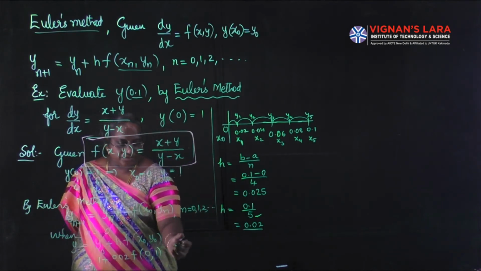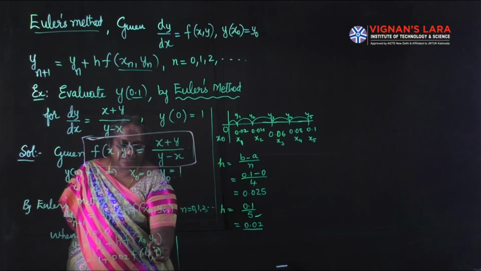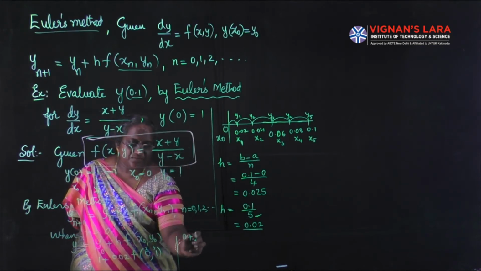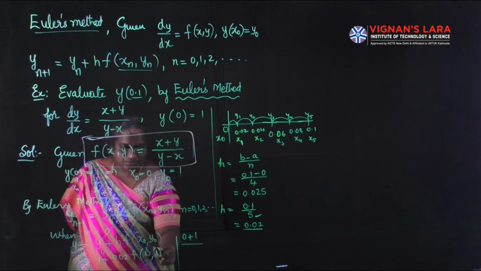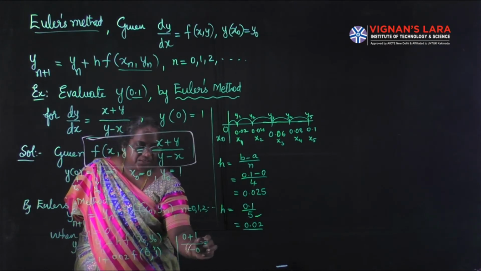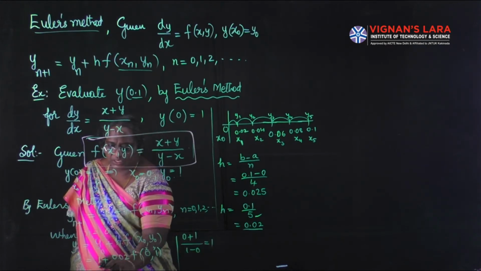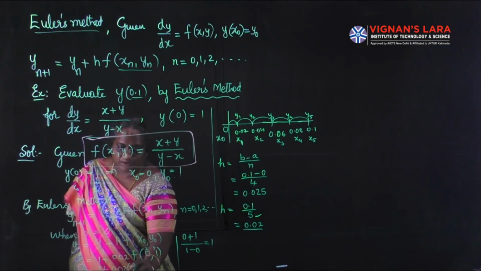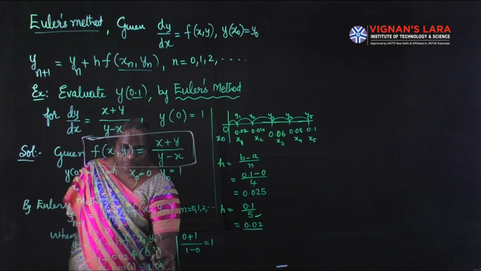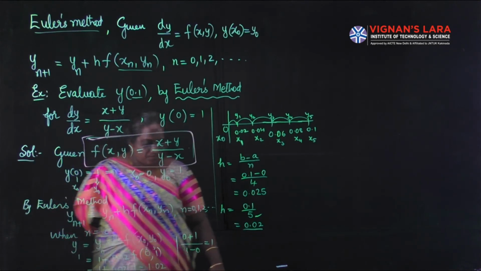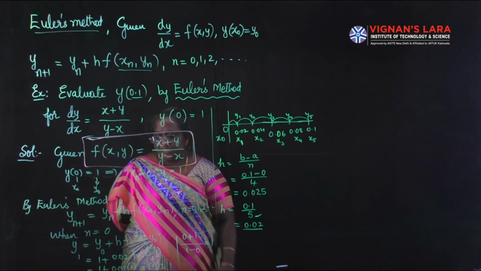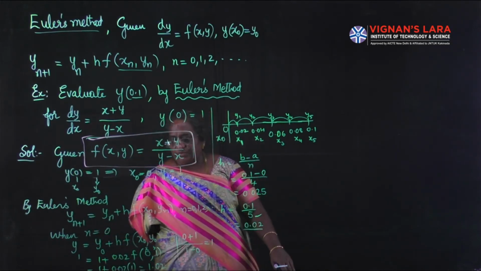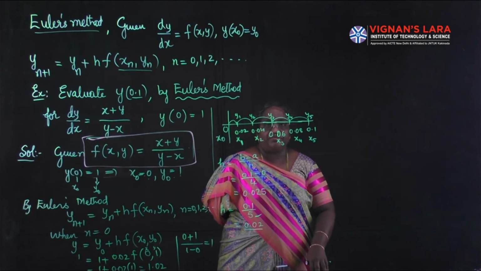So if I substitute here, instead of x 0, instead of y 1, x plus y, 0 plus 1, by y minus x, 1 minus 0. So what is it? 1. So this is equal to 1 plus 0.02 into 1. So it is 1.02. That is our y1. Now we shall calculate y2, y3, y4, y5.